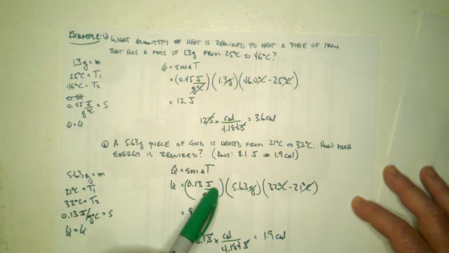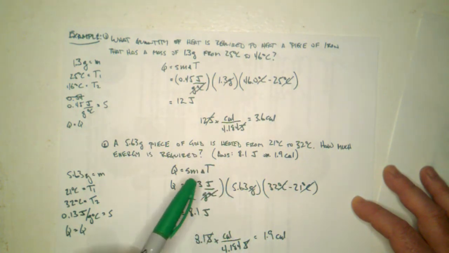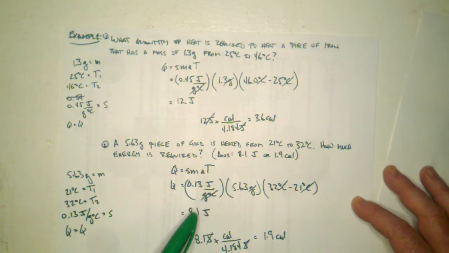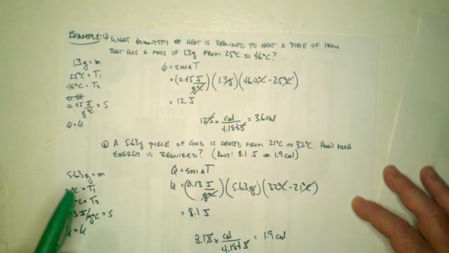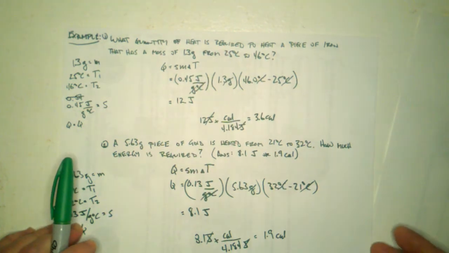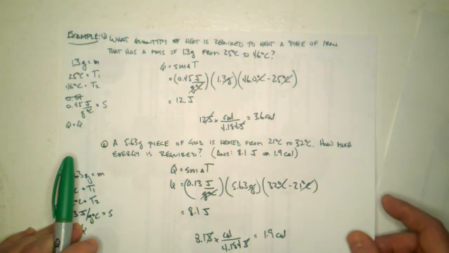Then we cancel units. We're looking for heat, so we want joules left over. It's 8.1 joules. And then we can change it to calories by taking 8.1 and dividing by 4.184. So calories is 8.1 over 4.184, multiply that out, becomes 1.9 calories.